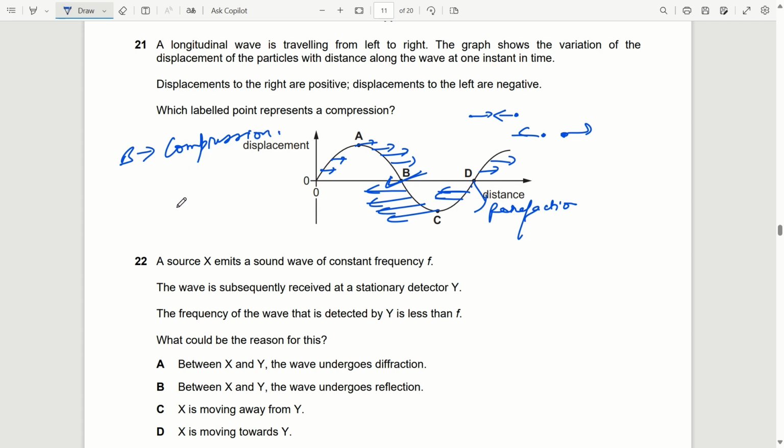Question 22, a source X emits a sound wave of constant frequency f. The wave is subsequently received at a stationary detector Y. Frequency of the wave that is detected by Y is less. If the frequency detected is less, this means either the source is moving away from the observer or observer is moving away from the source. Source is X, means source is moving away from Y. Option C is correct.